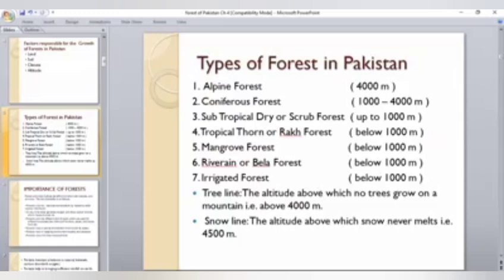Now, what is tree line? The altitude above which no tree grows on the mountain is called the tree line, which is 4,000 meters. And what is snow line? The altitude above which snow never melts, that is 4,500 meters. In this snow line, there is no growth of trees. There is no growth of trees at this altitude. That is the snow line.